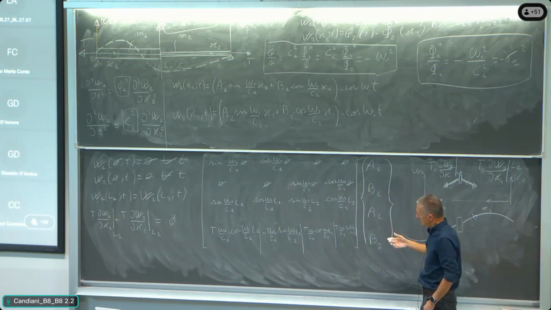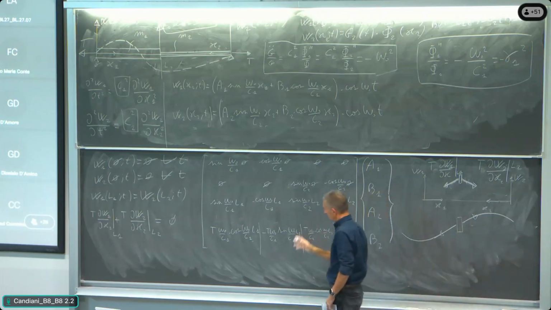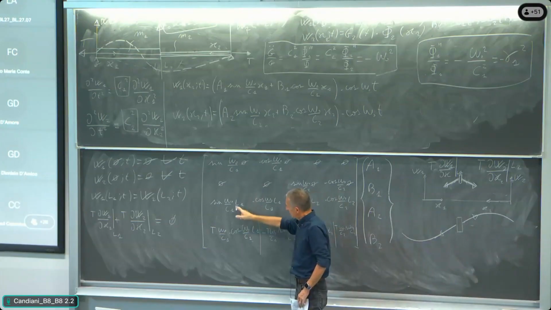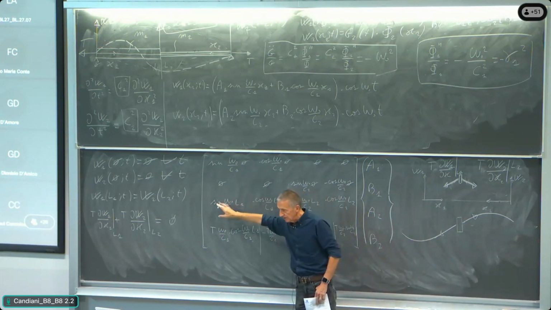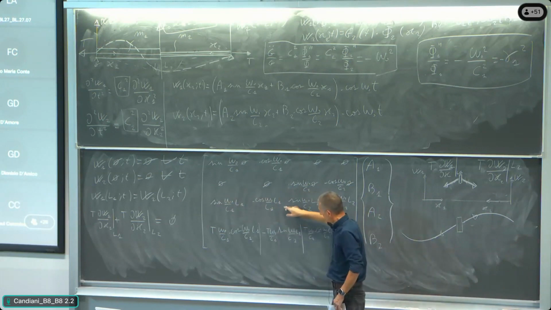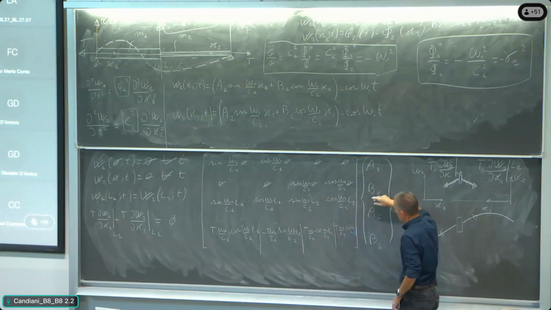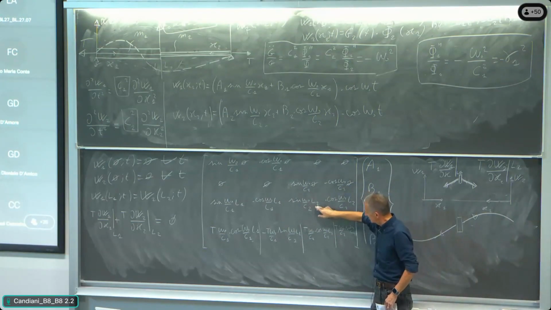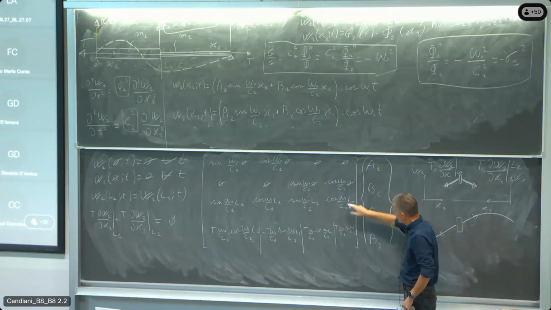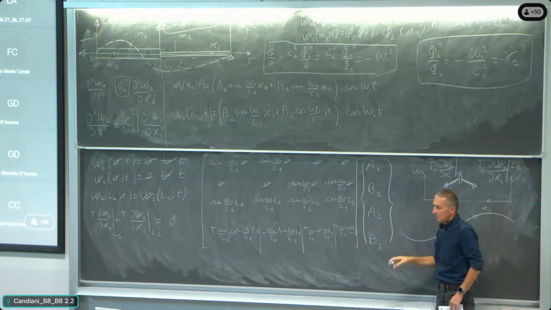The same displacement at the common boundary, the common connection. So omega/c1 L1, omega/c1 L1. This is the domain 1. Domain 1 multiplied by A1, B1. Domain 2, A2, B2 multiplying sin at the location L2, B2 cos at the location L2.